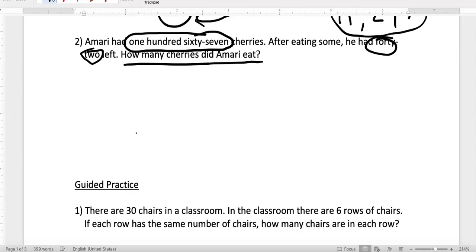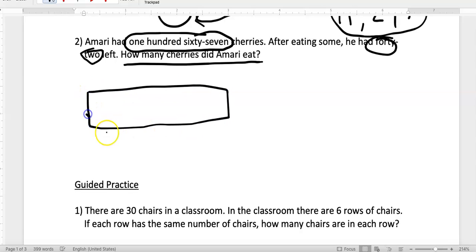So I'm taking something away from the total. I'm not dividing because Amari didn't share any of his cherries. He simply ate them. So if he ate some of them, you're just going to take away some from that 167 total. So I'm going to create a model to sort of represent that. Amari's total was 167 cherries, and he ate. We don't know how much he ate, so we're going to figure that out. But after he ate some, he had 42 that was left. So that we do know.